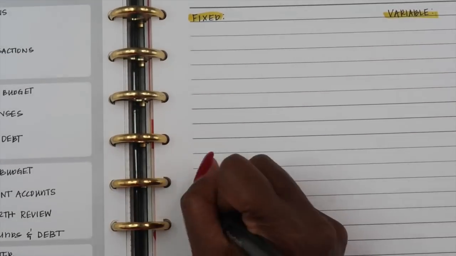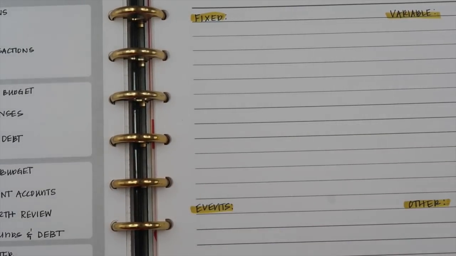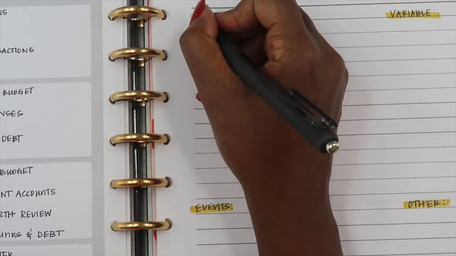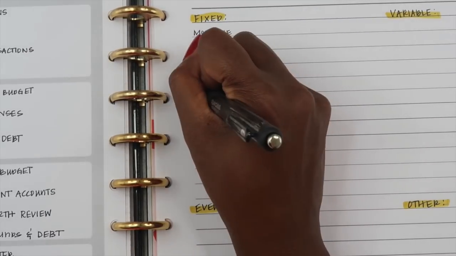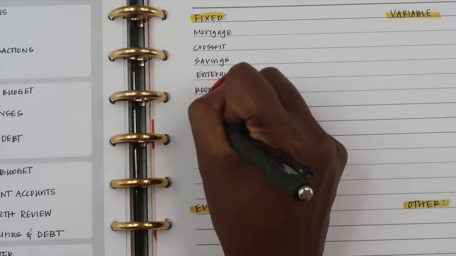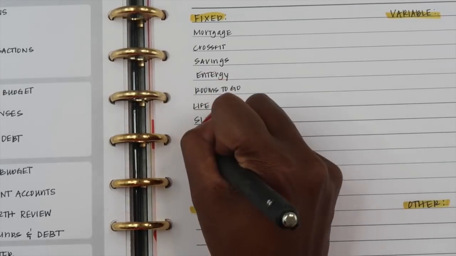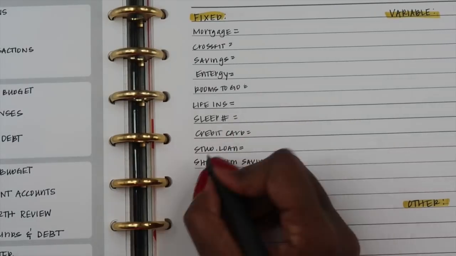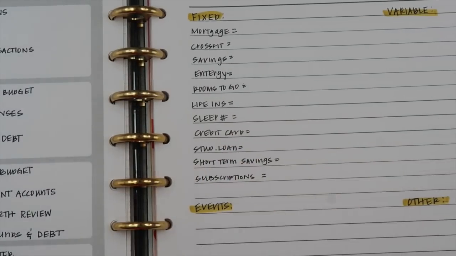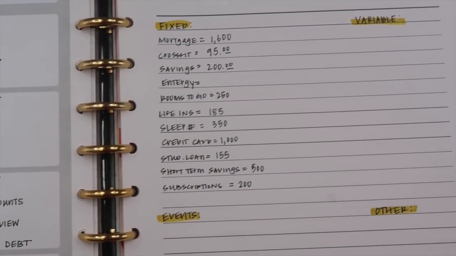I am basically looking at my fixed expenses, variable expenses, events, and anything else that may come up throughout the course of the month. So the first set of expenses that I wrote down are my fixed expenses. These are all of my bills, anything that does not change. So these amounts do not change, and they are due on the exact same day of the month. Next, I have our variable expenses.